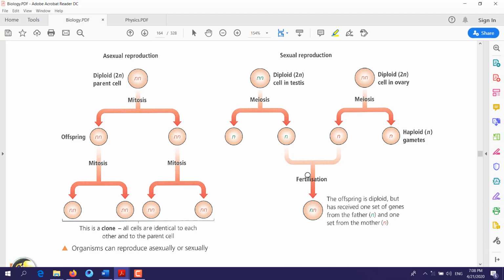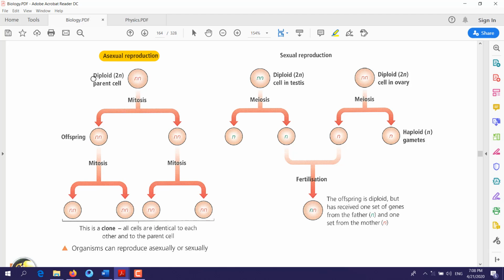Take a look at this diagram. This diagram shows how organisms will reproduce in both ways, sexual and asexual. Now, let's start with the first one, asexual. It starts from here. Now, as you can see here, what do we have? We have only one parent cell.